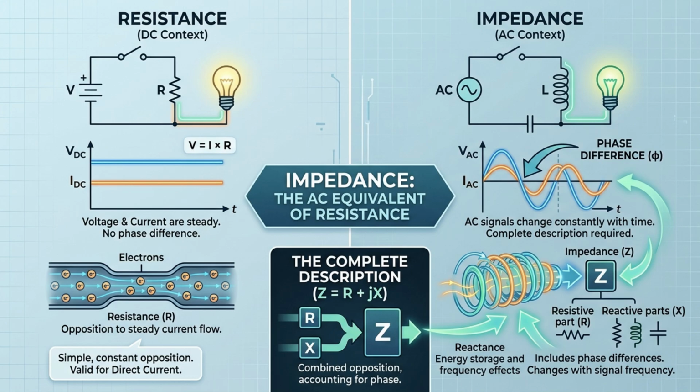It describes how much a circuit opposes the flow of alternating current, but unlike resistance, it also accounts for phase differences between voltage and current. Because AC signals constantly change with time, a more complete description is required than simple resistance alone.